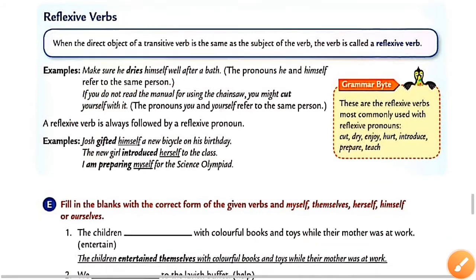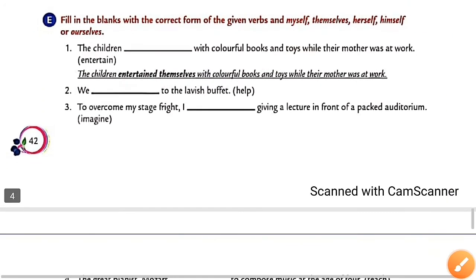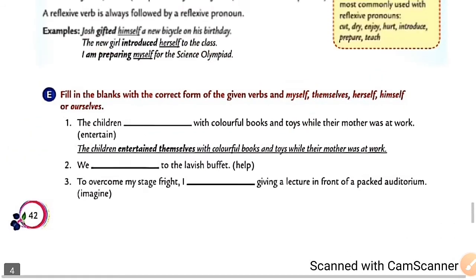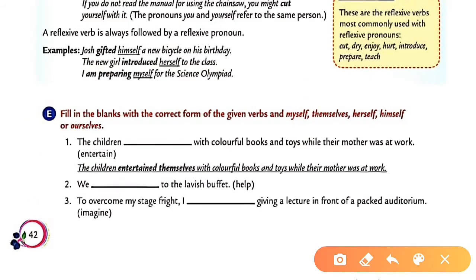Okay, so move next, E part. Fill in the blank with the correct form of the given verbs, using myself, themselves, herself, himself, and ourselves. E part. The children dash with colorful books and toys while their mother was at work. Entertain. So entertain themselves, we have to use. First one has been done for you.